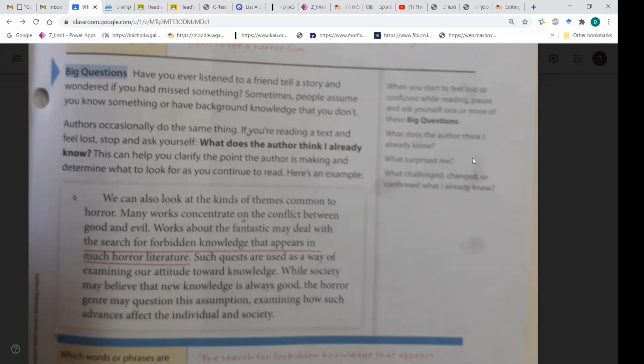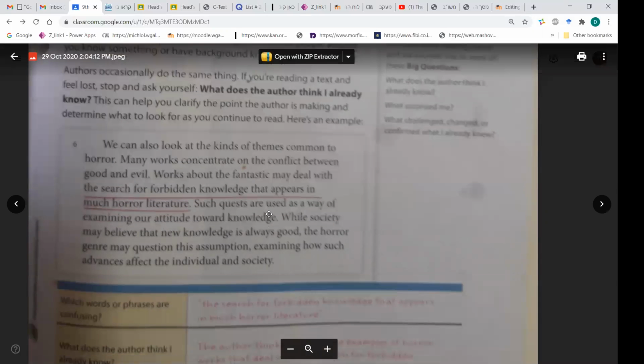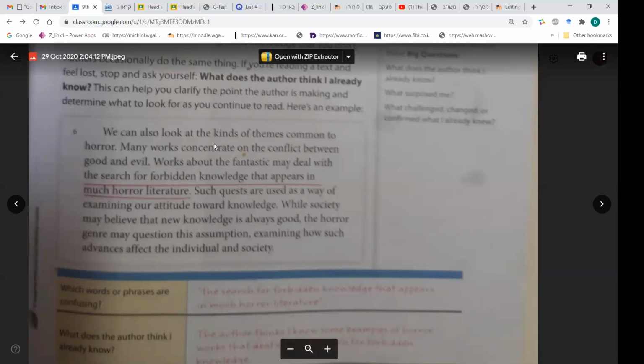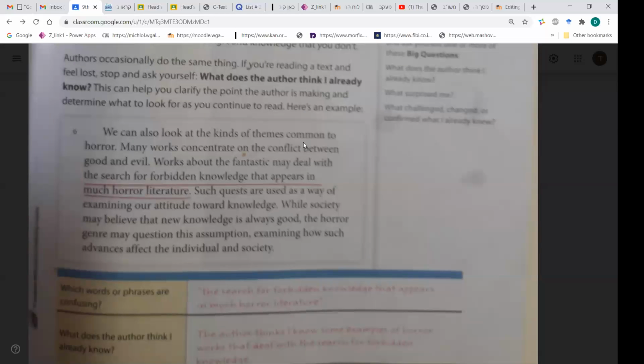Here's an example. Okay, this is a different technique. This is a technique to stop yourself and to go back. Let's read what it says here. We can also look at the kinds of themes common to horror. Many works concentrate on the conflict between good and evil. Works about the fantastic may deal with the search for forbidden knowledge that appears in much horror literature. Such quests are used as a way of examining our attitude towards knowledge. While society may believe that new knowledge is always good, the horror genre may question this assumption, examining how such advances affect the individual and society.